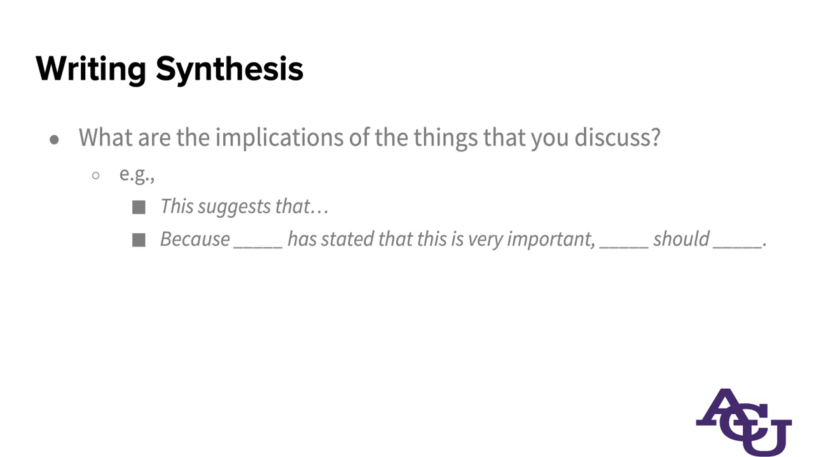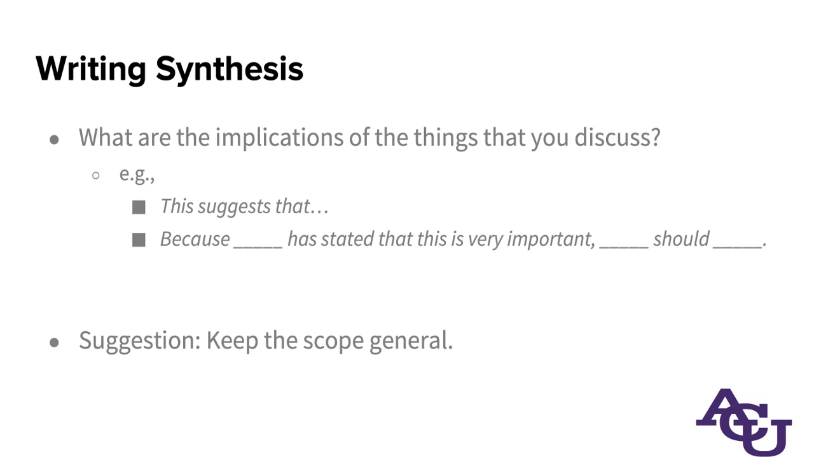You can also indicate this through phrasing. Things like, this suggests that, or as a result, consequently, because this, then something should be done. Should is a great word to give a recommendation.